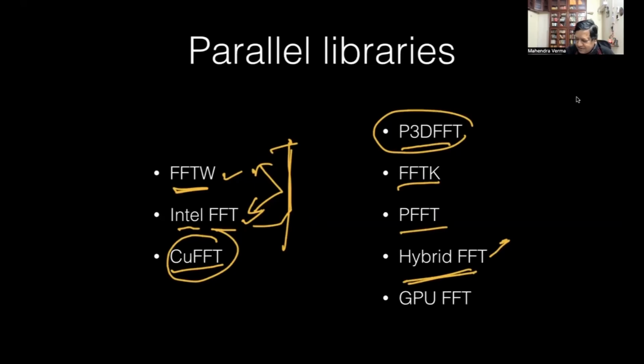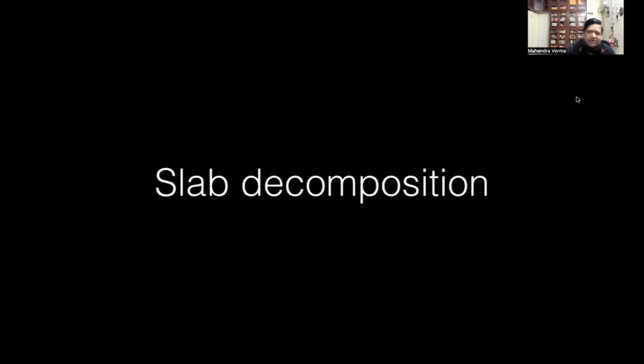Now, let's look at how we do parallel FFT. Please remember that if you want 3D FFT on a single core, we can use FFTW and it will work.